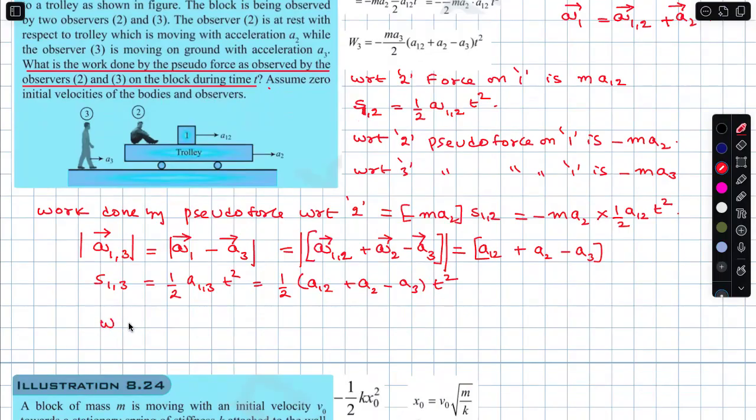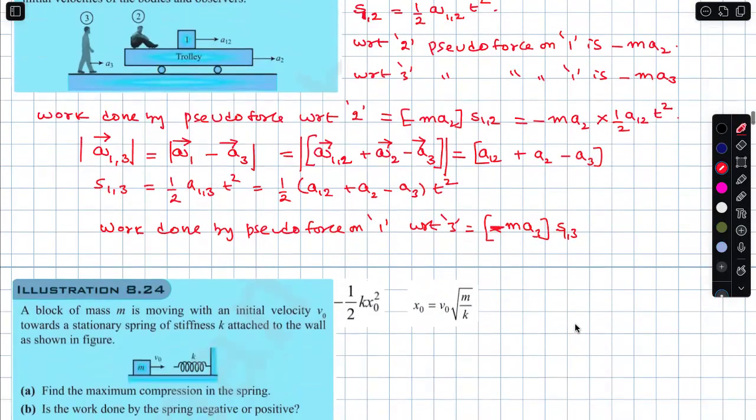So work done by pseudo force on 1 with respect to 3 is minus MA3 times, that is the pseudo force, displacement of 1 with respect to 3, right? Which is nothing but minus MA3 times displacement of 1 with respect to 3, and we substitute.